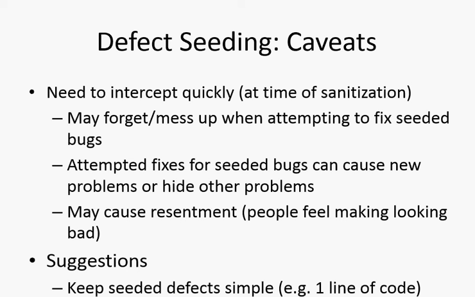Sometimes it can also cause resentment. You know, you introduce a defect, or the software automatically introduces a defect into an area that someone wrote with great care, and now suddenly there's a bug reported in their code. There can be bad feelings that come from that. So suggestions here: keep seeded defects simple if possible. Use an automated system for introducing and removing them, and of course eliminate carefully. Okay. So defect seeding, a valuable strategy for estimating the number of defects out there.